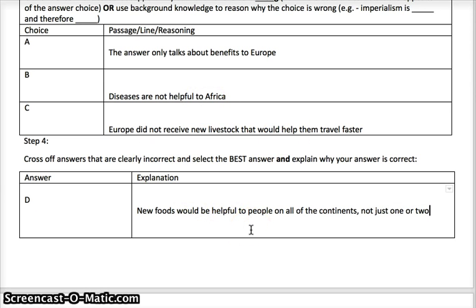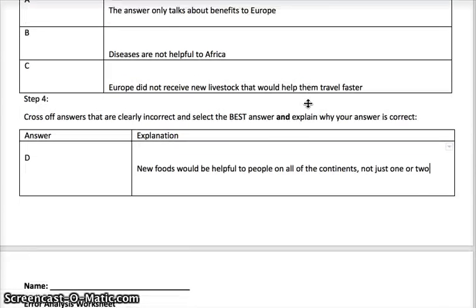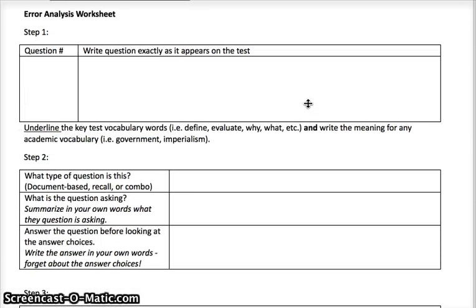Okay. So again, this is exactly what you're doing. The only difference is that you're actually writing it in your boxes. Please make sure that you choose 3 more questions that are questions that you missed so that you can complete this error analysis worksheet. Ask your teacher if you have any questions.